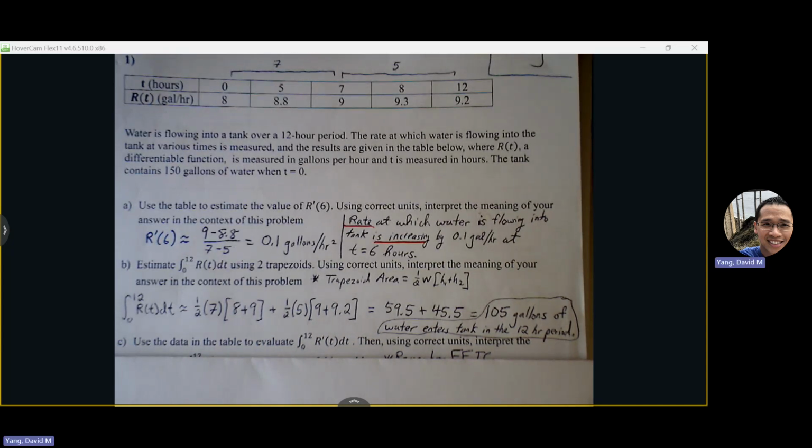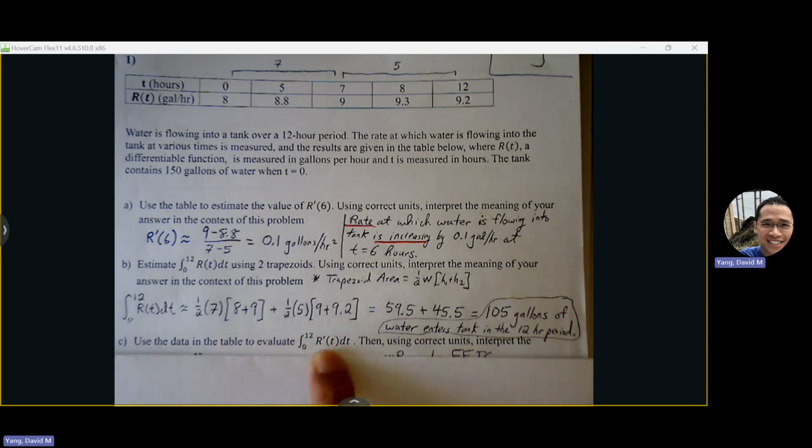Part C, use the data in the table to evaluate the definite integral from 0 to 12 of R prime of t. This looks similar to part B, but we don't have a table of values to use Riemann sums here because we're not at this level. Now, if the R prime table was given to us, then we could use either rectangles or trapezoids. But we have to get from R prime up to R, so we have to find another way to get it into a point where we can actually find this useful.